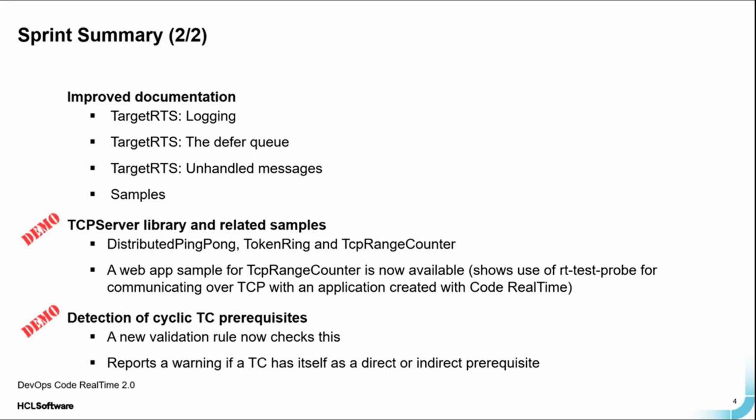We also continuously implement new validation rules, and in this release we have added a check related to TCs, so that now if you have a TC that depends on itself through a prerequisite, directly or indirectly, you will get a warning. That's useful to avoid strange build problems if you happen to have this.